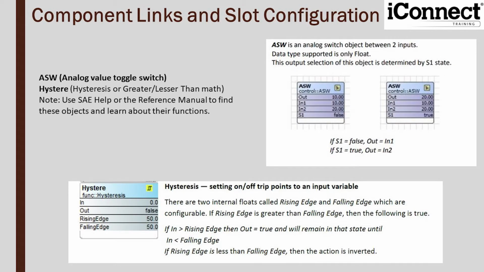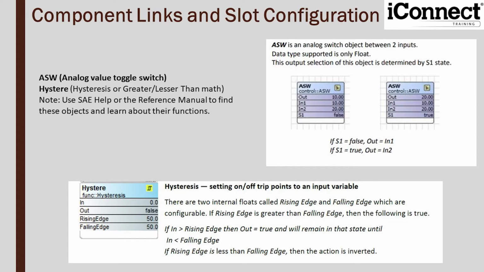Here we can see the ASW component and the hysteresis component. So the ASW, the output selection is determined by the S1 state. So on the left example, you can see S1 is false, and that would mean the output on the top is equal to in1. If S1 is true, as on the right, then the output is equal to in2.